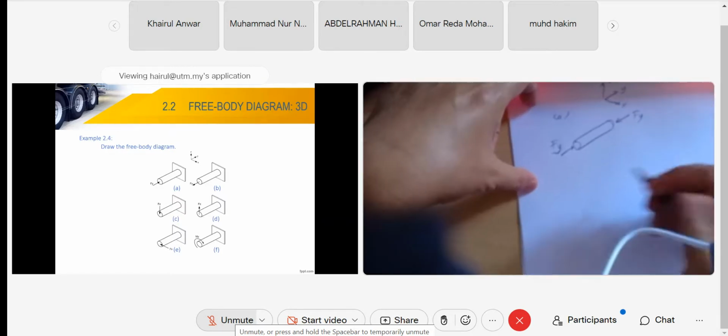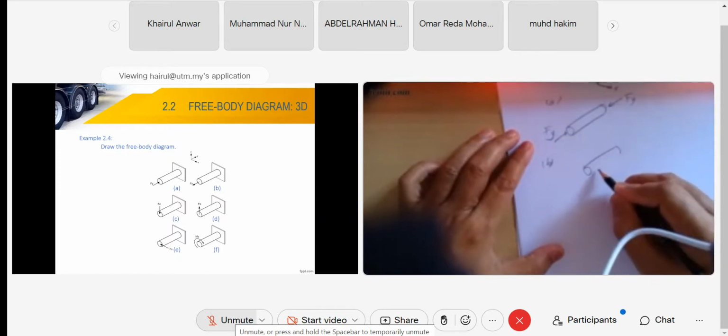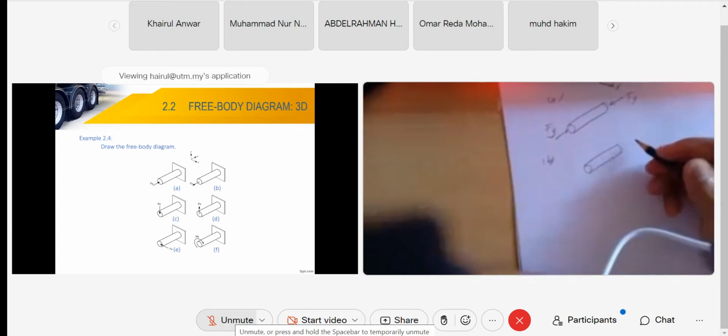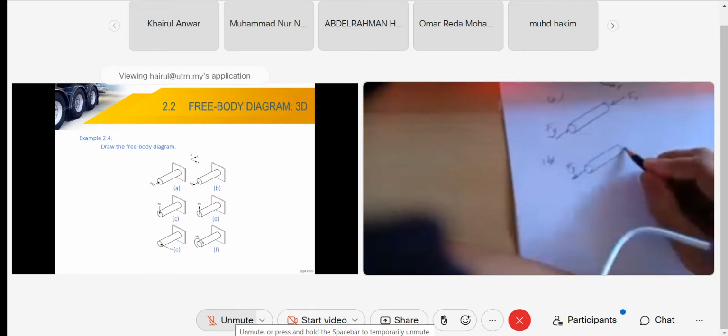Okay, what about this A? What about B? If we take the free body diagram of the rod, it's a fixed support to that vertical plane. Just now in compression, this one we have Fy in tension. So what is the direction at the end? B, part B.